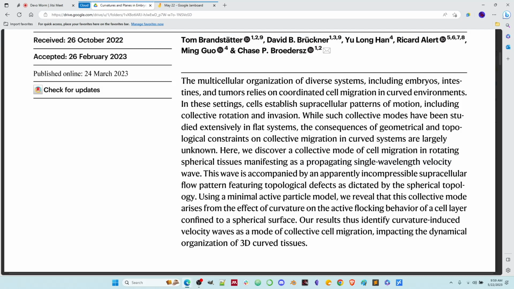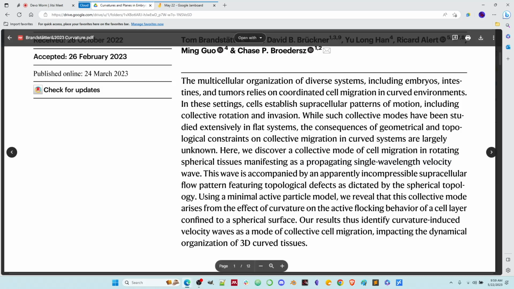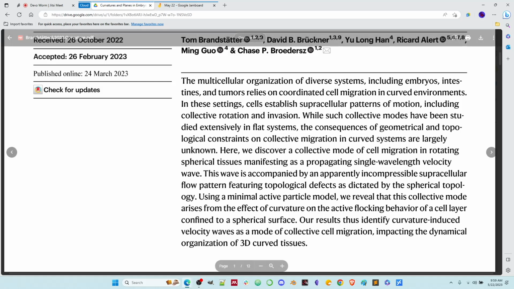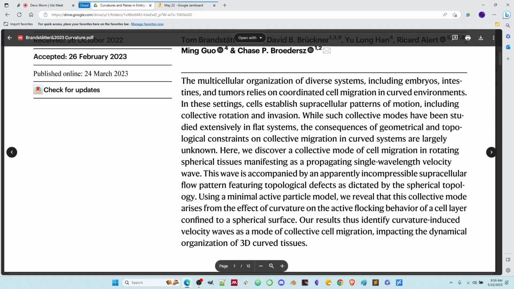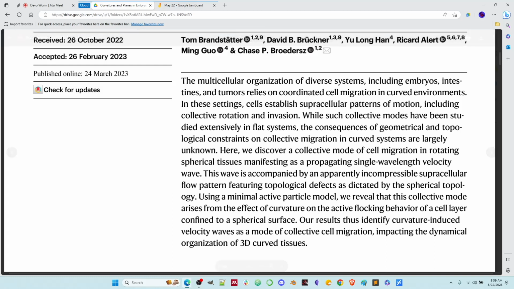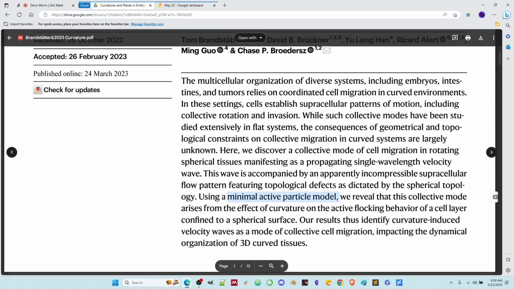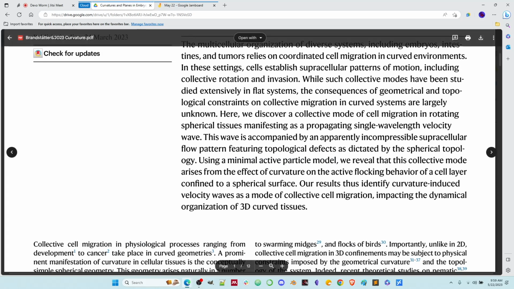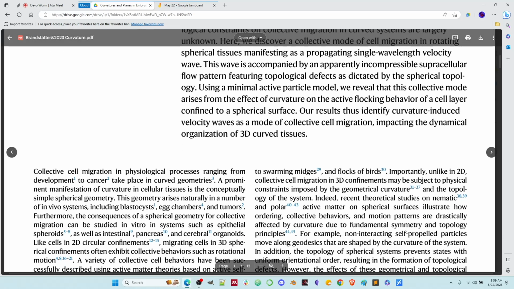So this is a wave that they're proposing in that spherical tissue, in that collective cell movement. This wave is accompanied by an apparently incompressible supracellular flow pattern featuring topological defects, as dictated by the spherical topology. Using a minimal active particle model, they reveal that this collective mode arises from the effect of curvature on active flocking behavior, which just means they're behaving collectively according to interaction rules of a cell layer confined to a spherical surface. So their results identify curvature-induced velocity waves as a mode of collective cell migration, and this impacts the organization of 3D tissues.